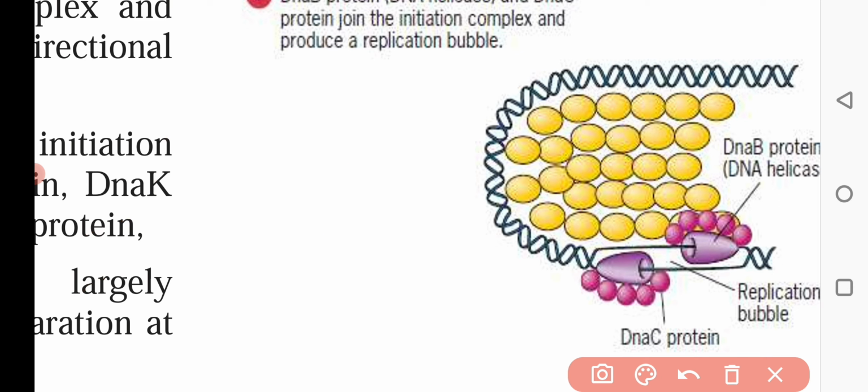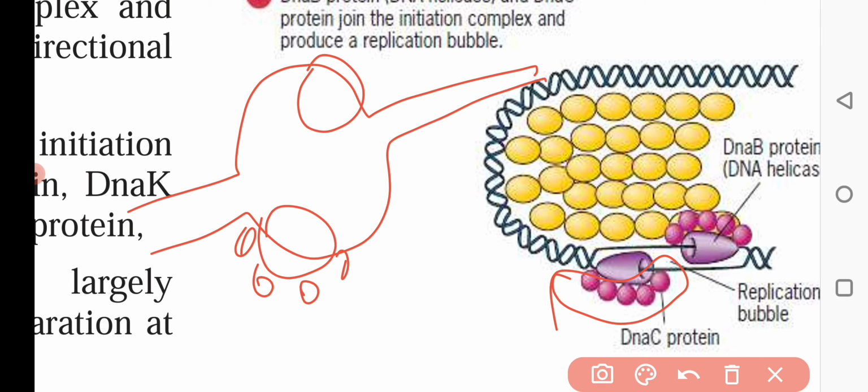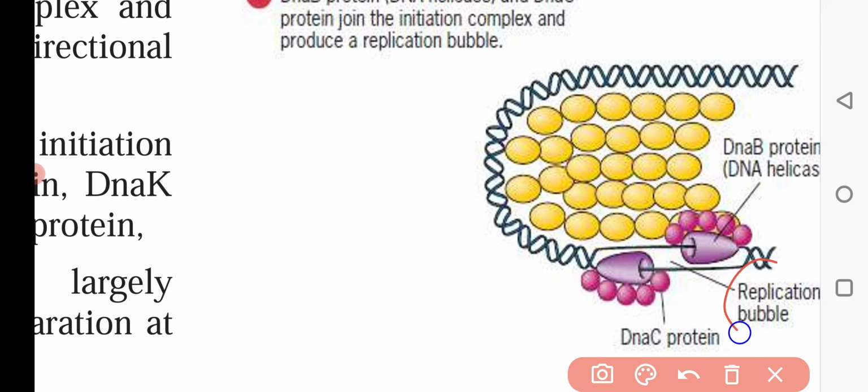In this manner, after that DnaC protein also joins here. The role of DnaC protein is not as well known as compared to DnaB protein and DnaA protein. DnaA protein and DnaB protein both are important, and play an important role in the separation of the two DNA strands and ultimately the opening of the replication bubble. On this replication bubble now DNA helicase has joined and DnaC proteins are also joined here. You can see these are the DnaC proteins, which ultimately form the replication bubble.